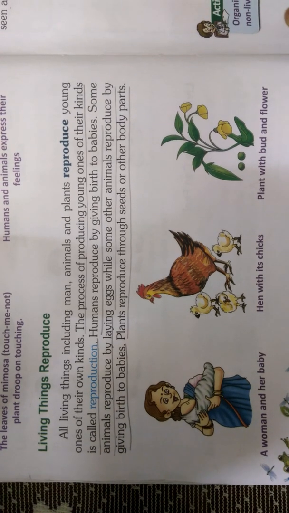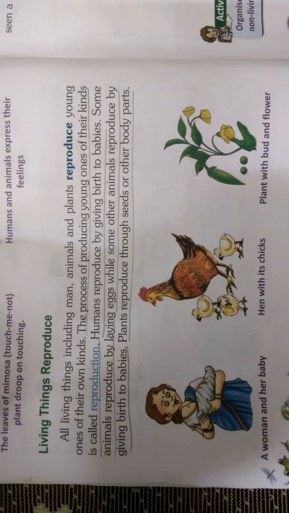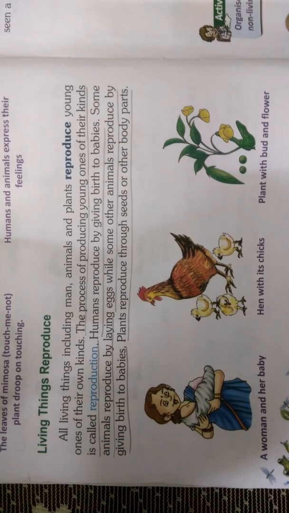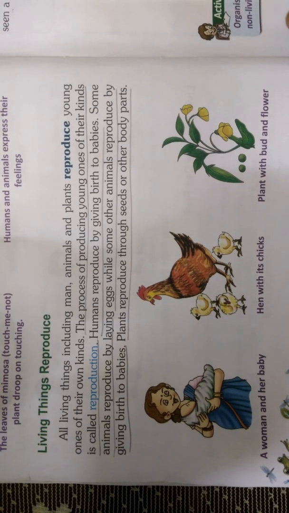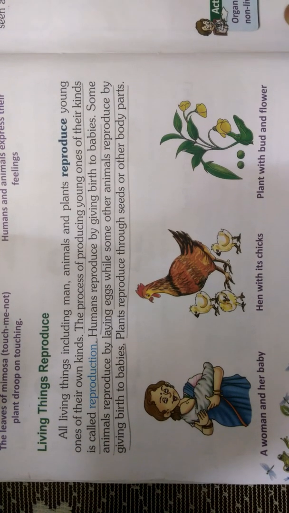Humans reproduce by giving birth to babies. Some animals reproduce by laying eggs, while some other animals reproduce by giving birth to babies. Plants reproduce through seeds or other body parts.